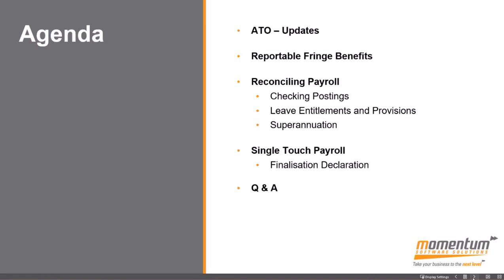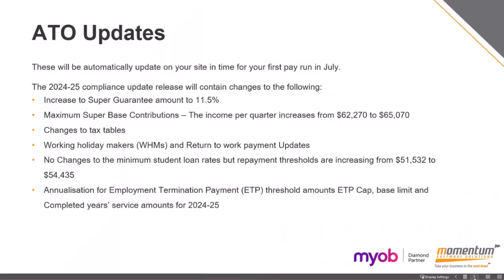So the agenda of today's webinar is to go through the ATO updates, processing of reportable fringe benefits if you need to report them, also reconciling payroll, so checking postings, leave entitlements and provisions, superannuation, and Single Touch Payroll to finalize the STP declaration. And at the end, we will be having a question and answer session. We'll start with the ATO updates.